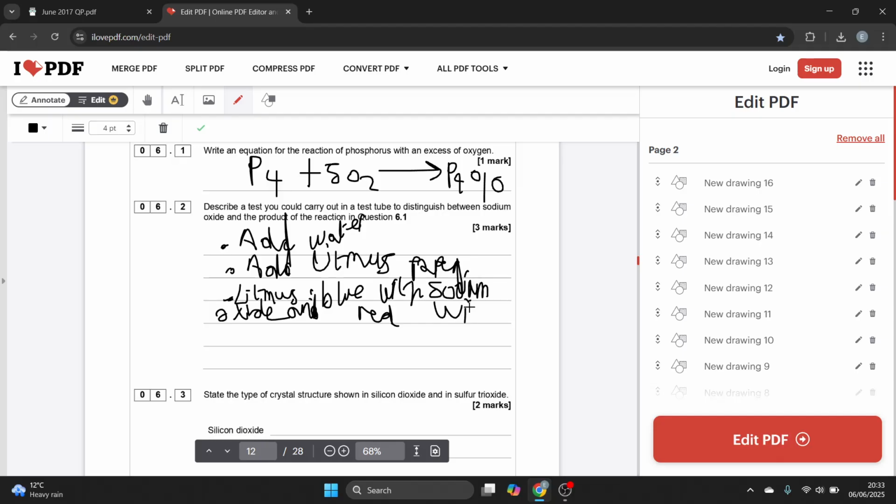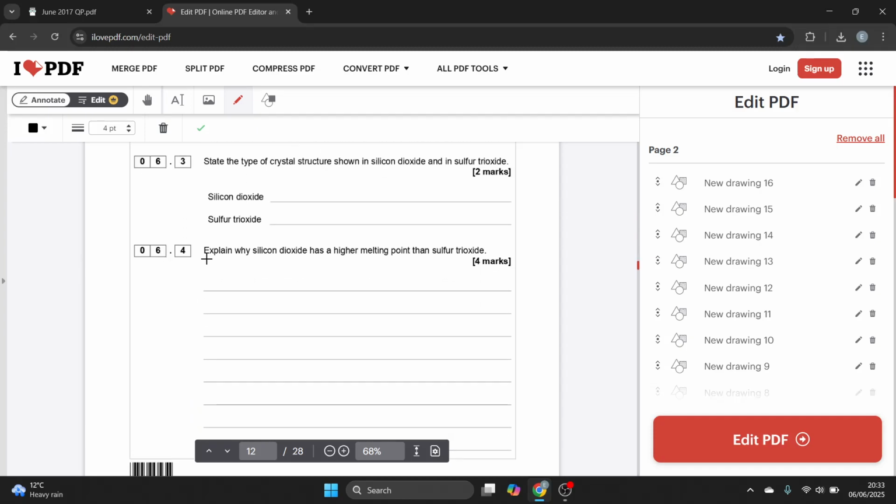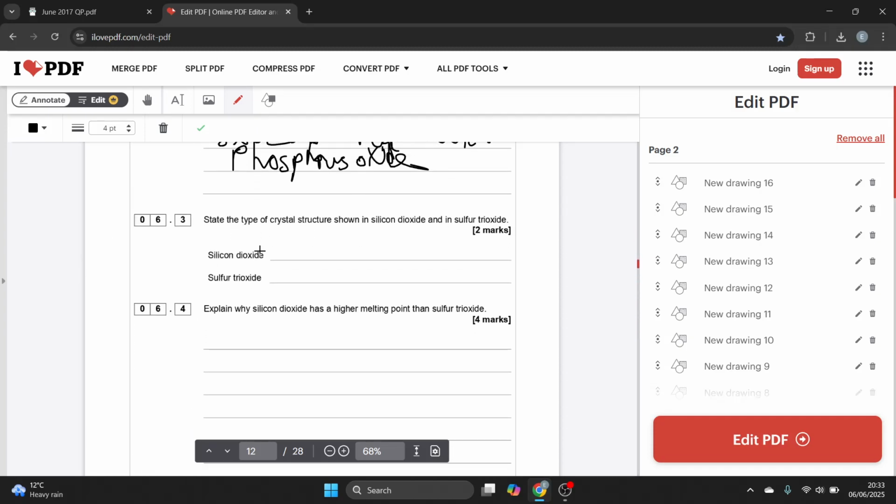This is the kind of question I would put on a flashcard. Say, state the crystal structure of silicon dioxide and sulfur trioxide. Silicon dioxide, you have to know this. It's giant covalent. Sulfur trioxide, I think that would be more difficult. You're not used to this. Sulfur trioxide is just SO3, right? It's just a simple molecule. So molecular.